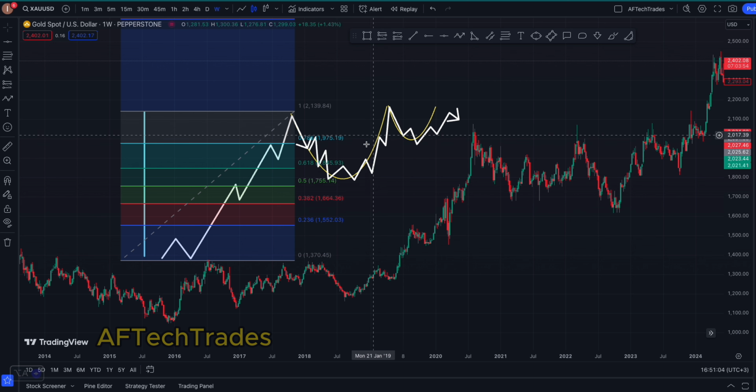Then after this, there will be another pullback. Again, what we can read here is that it's more like a double top. Then you have another pullback. This second pullback will not be as deep as the cup itself. Okay, then it goes back again.